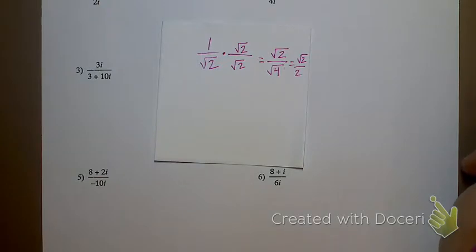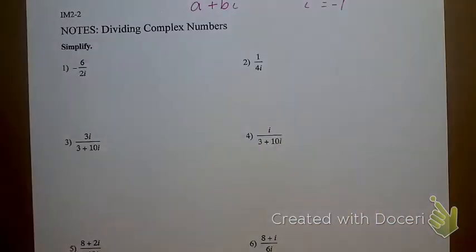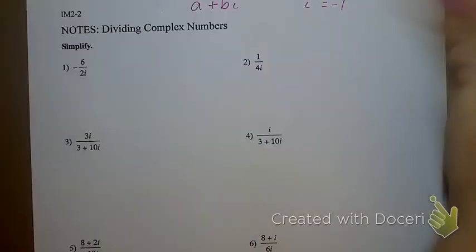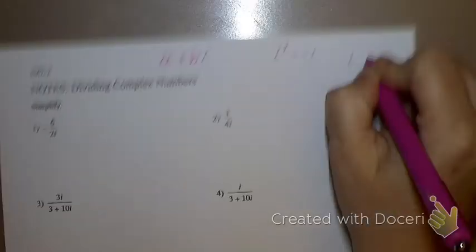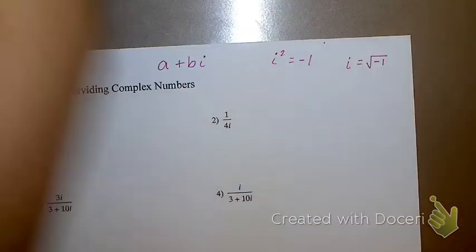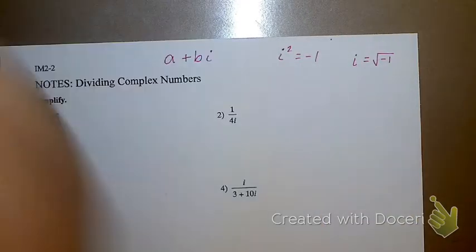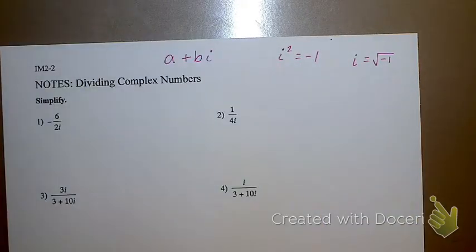Now, why did I show you all this stuff with radicals? Because the i. Because what is i? The thing. i is technically a radical. There you go. Because remember this? i is equal to the square root of negative 1. So just as much as I can't have a radical on the bottom, I can't have an i on the bottom because an i is technically a radical.